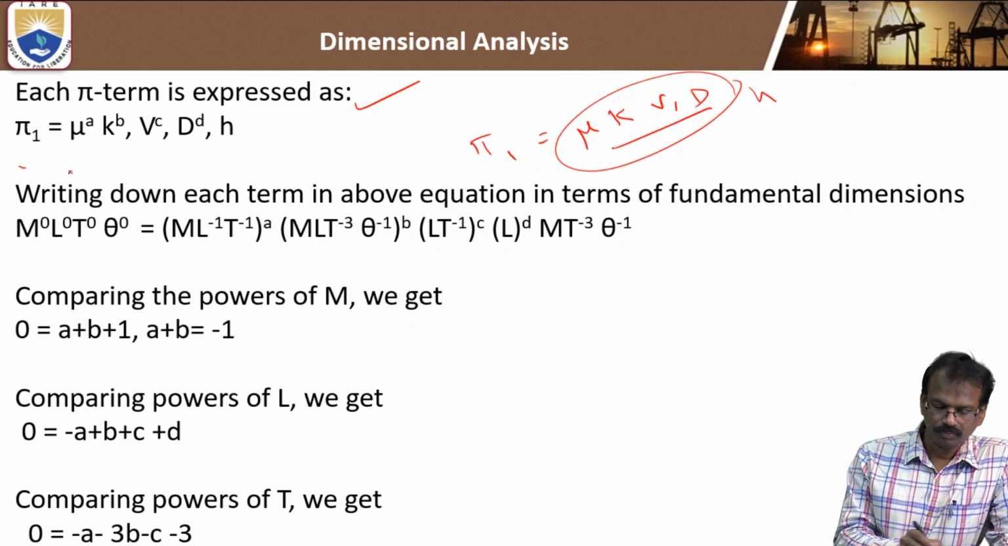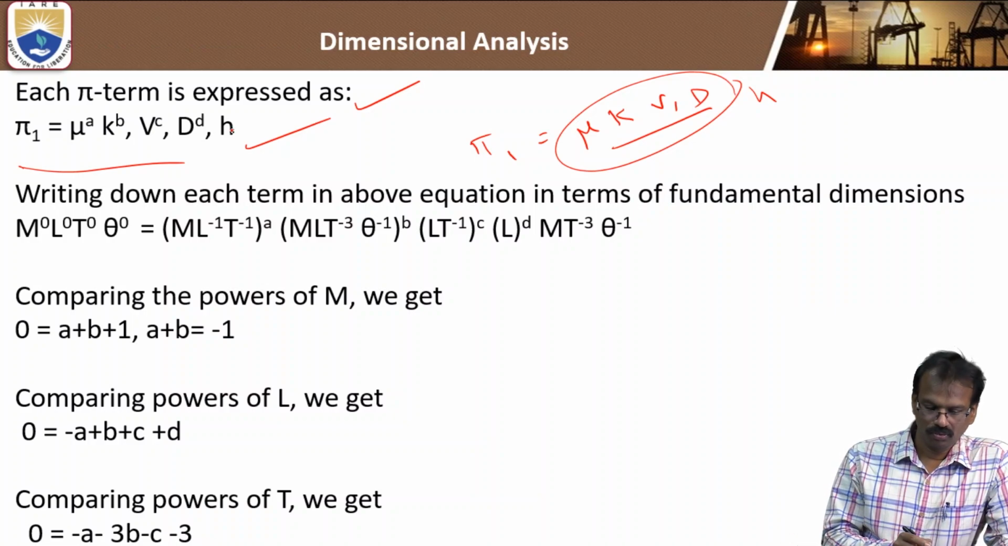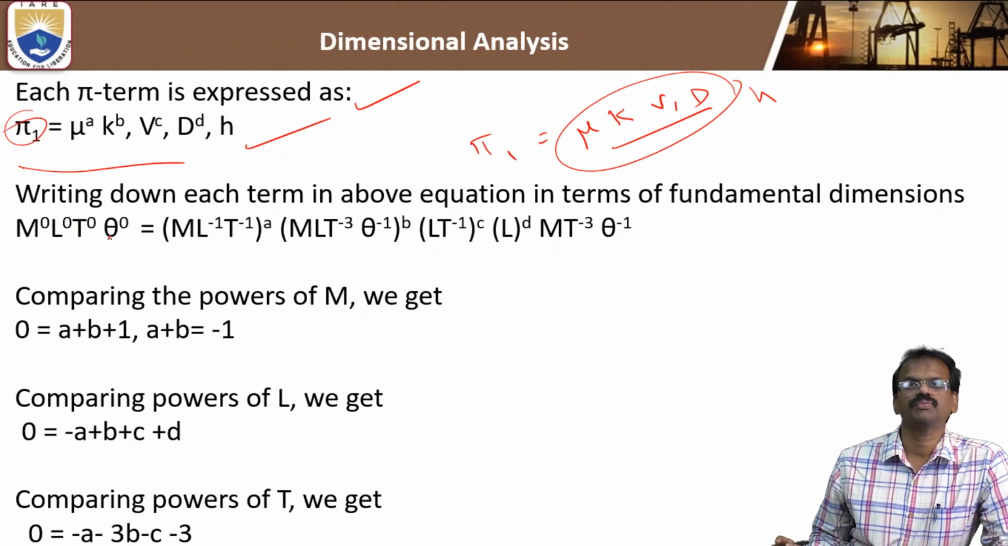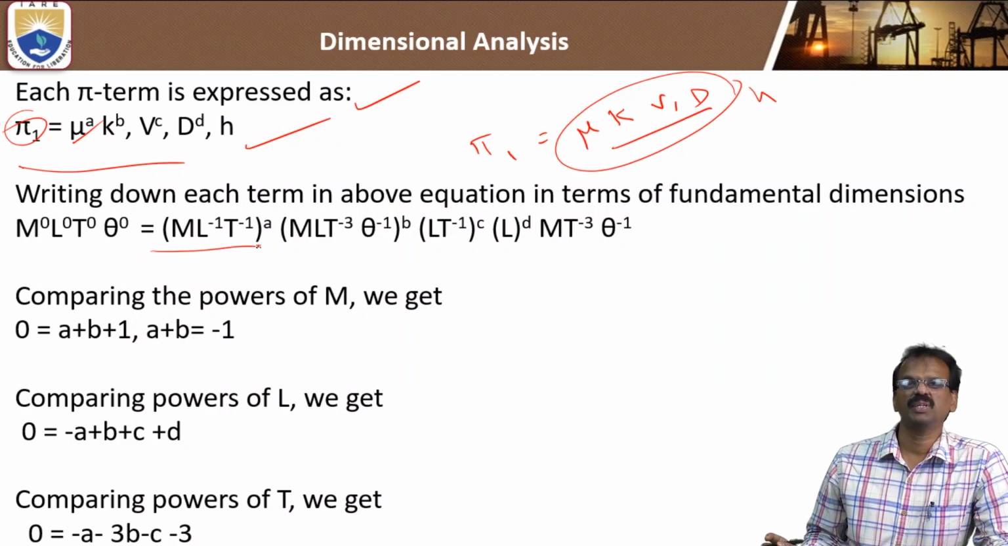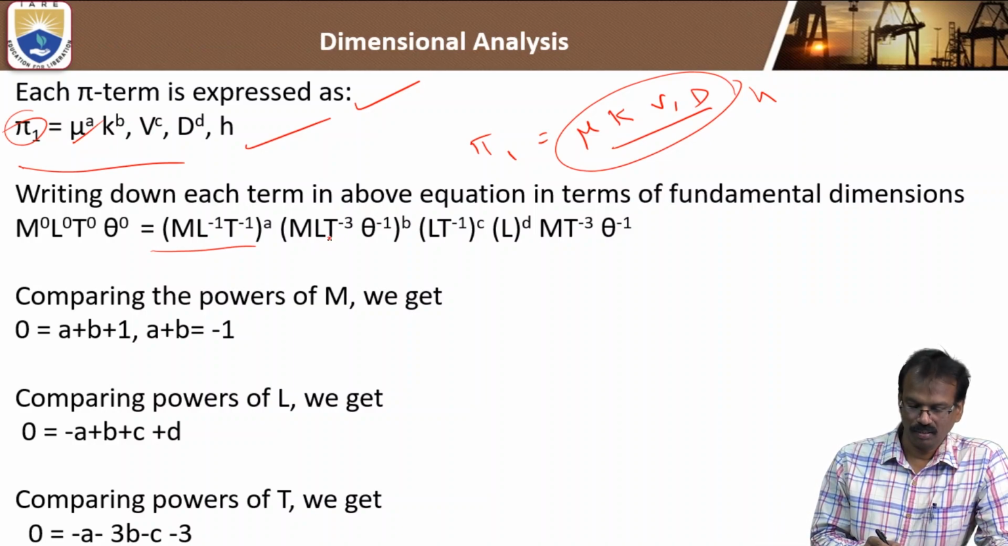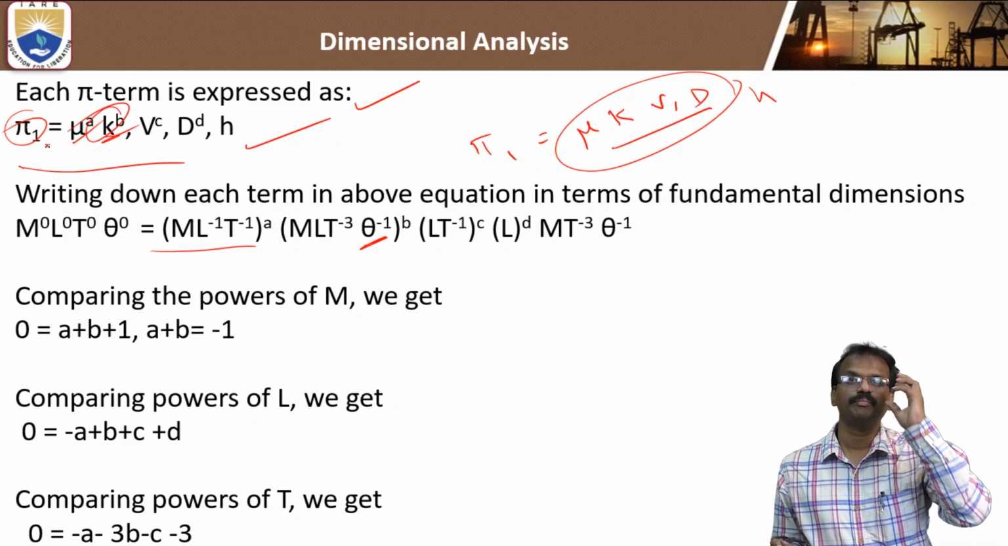Okay, first pi term: mu a and k b and v to the power of c, d to the power of d, h. So initially you take M to the power of 0, L to the power of 0, T to the power of 0, and theta to the power of 0. Then you know the dimensions of dynamic viscosity are M L minus 1 T minus 1, and for the thermal conductivity, M L T minus 3 theta minus 1. For temperature, you have to take this k as a basic dimension.